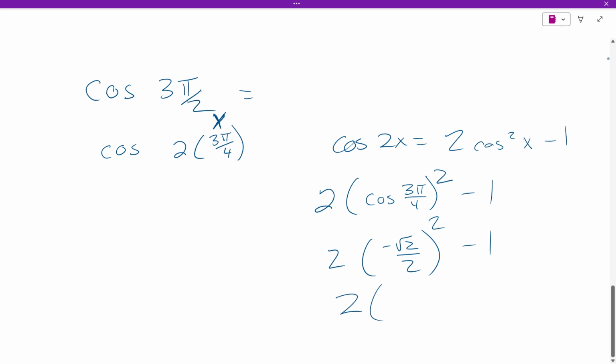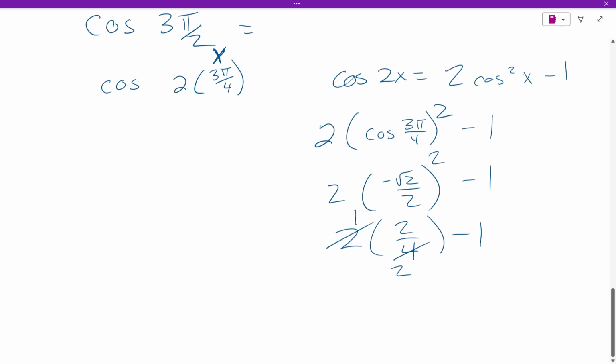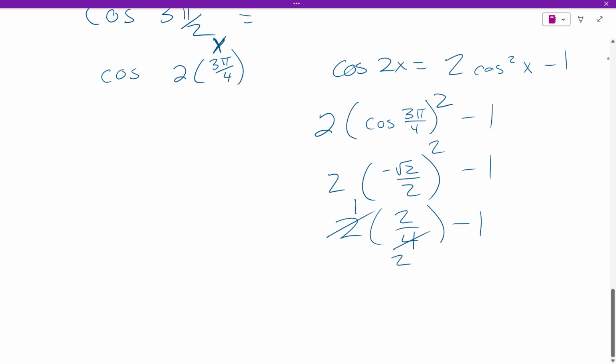So negative times a negative is a positive. Square root 2 times square root 2 is 2. 2 times 2 is 4 minus 1. The 2 and the 4 cancel, be 1 and 2. 2 over 2 is 1. 1 minus 1 is 0. Is the cosine of 3 pi over 2 0? Yes, it sure is. One last one.